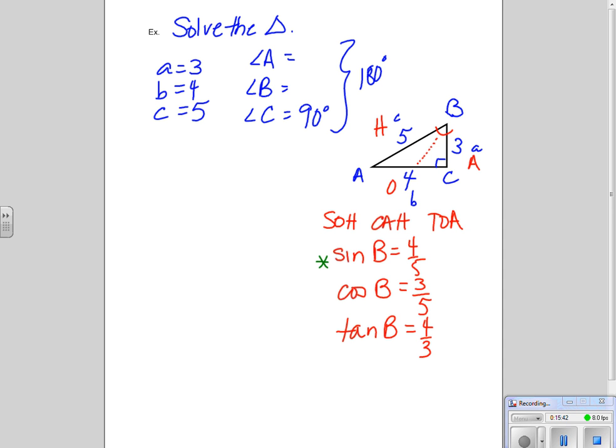So sine B equals 4 over 5. How does one find an angle when you know the ratio? Well, I want to get rid of sine. To undo sine, you have to do the opposite of signing something. That's second function sine. I don't know that that's a verb, but we're going to do that to both sides.